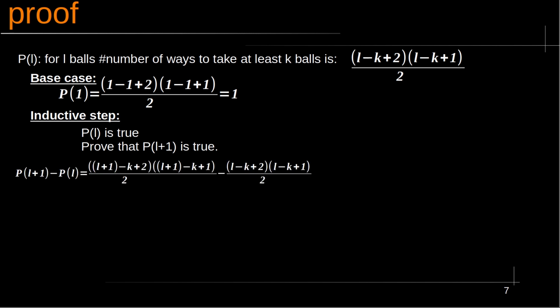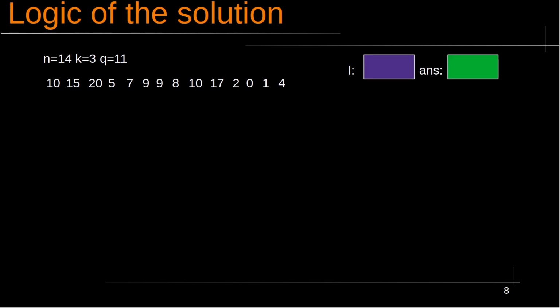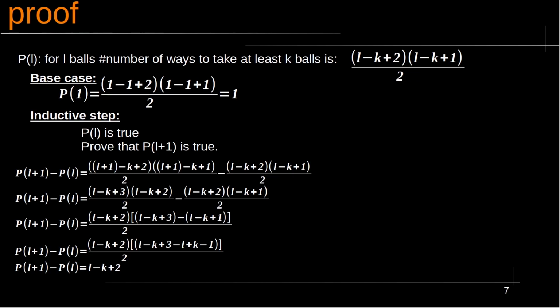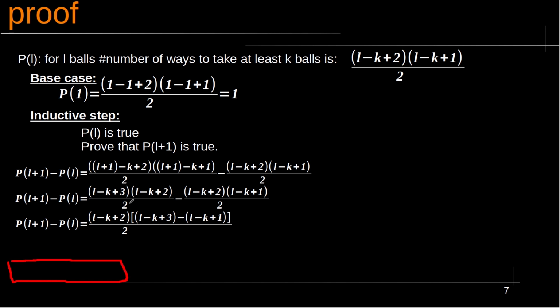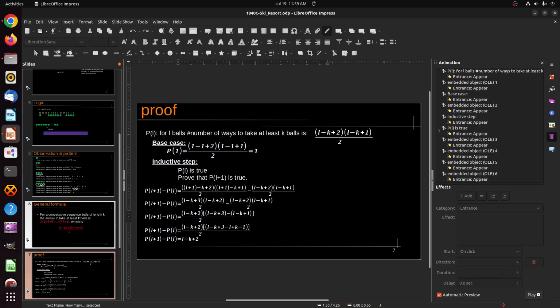So I will make this computation. I have to subtract PL from PL plus 1. I will find this expression. We can verify this formula, which means the difference PL plus 1 minus PL is equal to L minus K plus 2. Let's verify quickly from here.